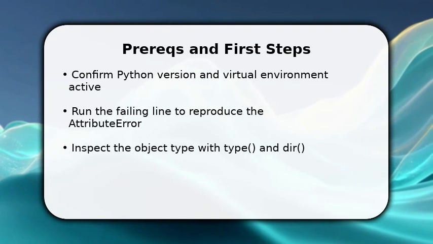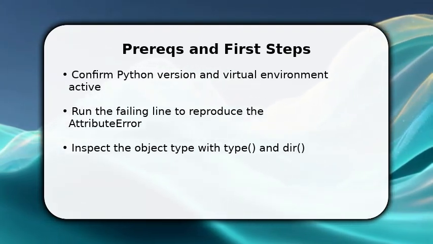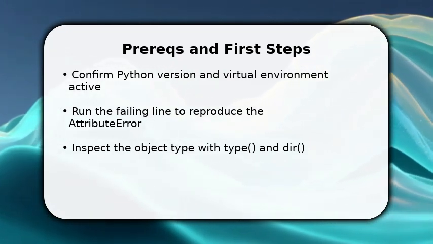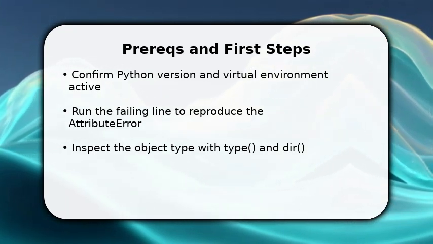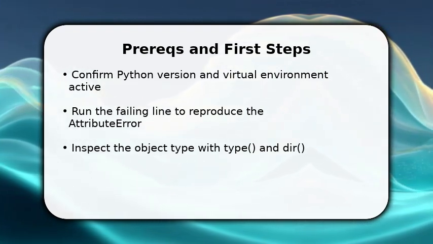You begin by reproducing the error immediately. Don't guess. Run the exact line that raises the AttributeError and note the full message. Once done, check the object's type with type(obj) and list available attributes with dir(obj). Make sure the module was imported correctly and the name isn't shadowed by a local variable.